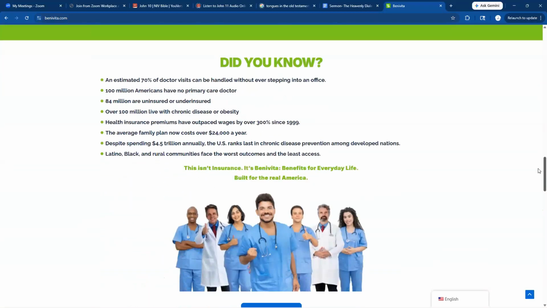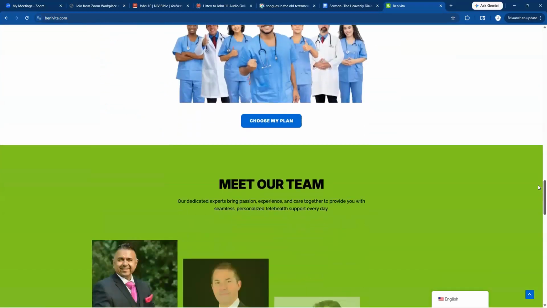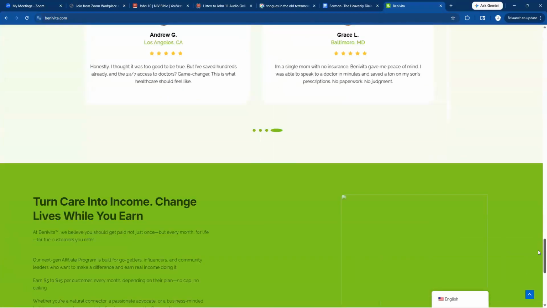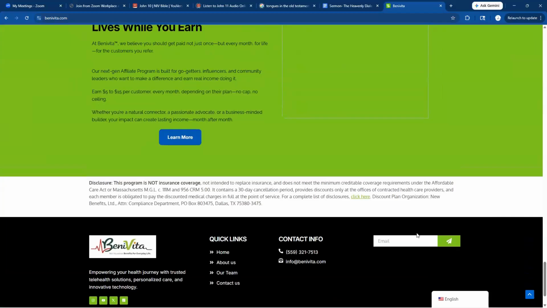And everybody needs to go to the website and really look at it. It's a really great tool. Talks about our team, and we'll be going over a little bit about that today. So all the way here at the bottom, we have something that says learn more. Okay, and this is if you want to become an ambassador, you learn more right here.